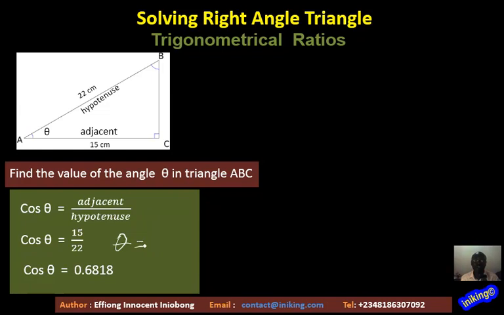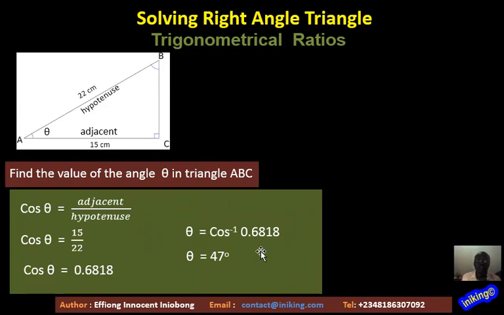Of course, from basic trigonometric ratios, theta is the cos inverse of 0.6818. You can use your four-figure table or you can use your calculator to get this. And straight away you check this and it gives you that angle theta is what? 47 degrees. So you can see the relevance of the trig ratios complementing the work of what? Pythagoras theorem, which only handles sides.